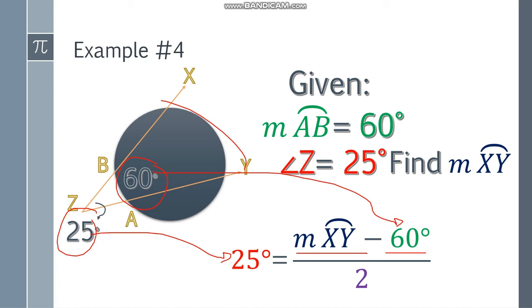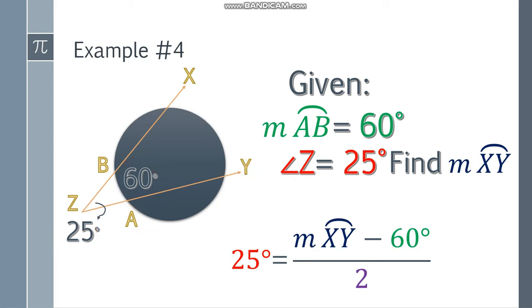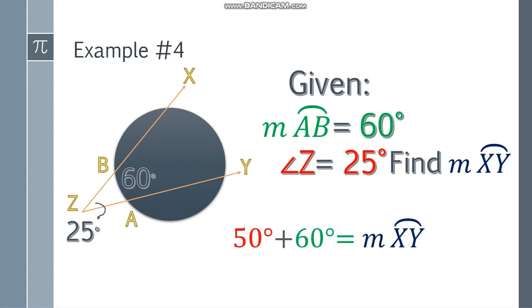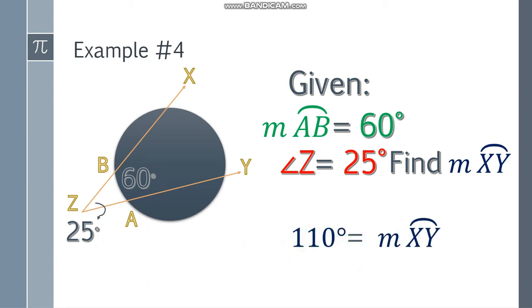So let's do some algebra. Multiply both sides by 2, and you will get 50 here. And this one will be the measure of arc XY minus 60 degrees. Now, simplify it further: 50 plus 60, and you will get an answer of 110 degrees. So that is the measure of arc XY.